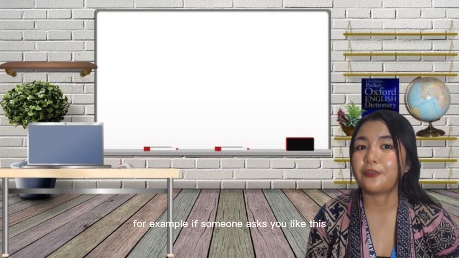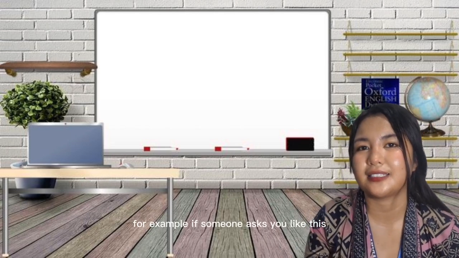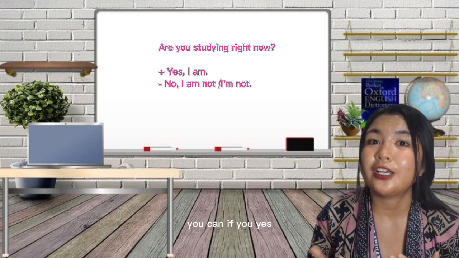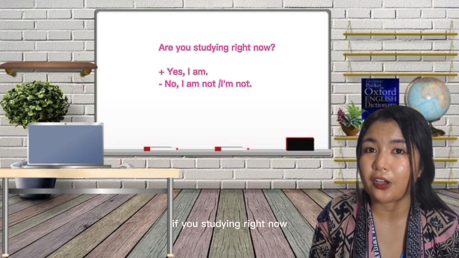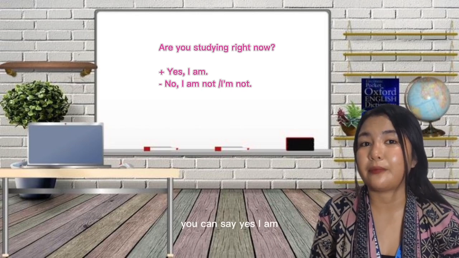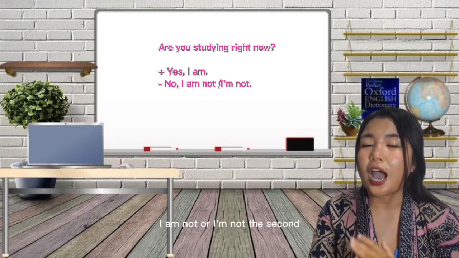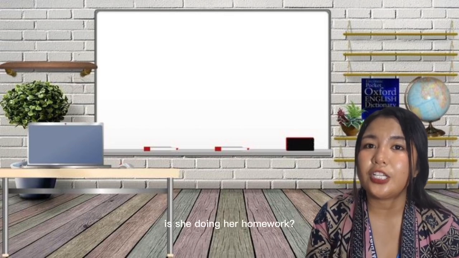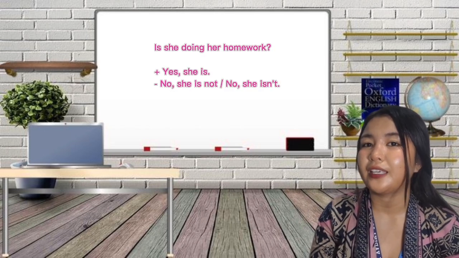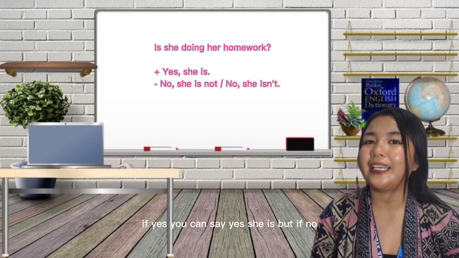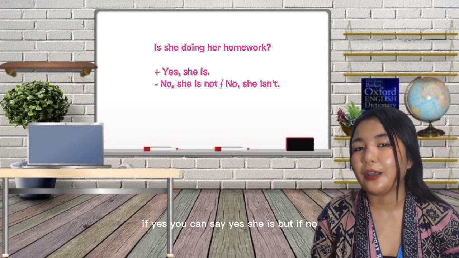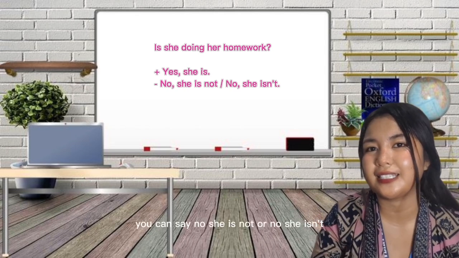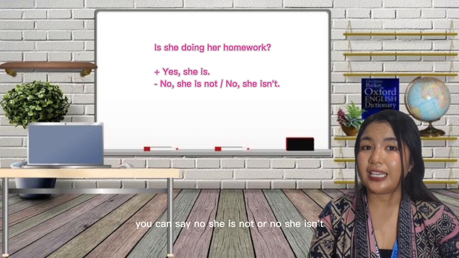For example, if someone asks you, are you studying right now? If you are studying right now, you can say yes, I am. If not, no, I am not, or I'm not. The second, is she doing her homework? If yes, you can say yes, she is. But if no, you can say no, she is not, or no, she isn't.